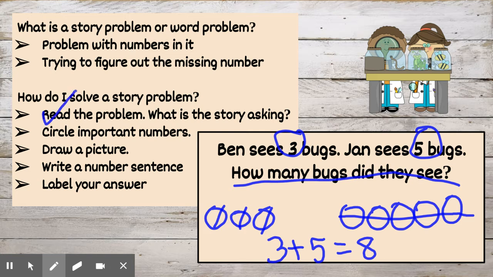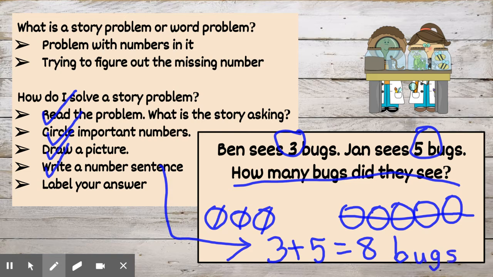So we read the problem, we circled the important numbers, we drew a picture, we wrote a number sentence that looks like this. And then the last thing we're going to do is label our answers. So here, we're not talking about bananas, we're talking about bugs. So 3 plus 5 equals 8 bugs.